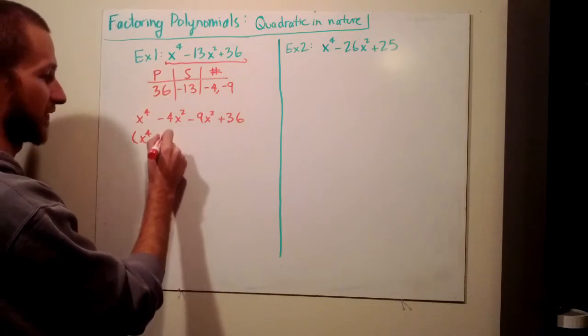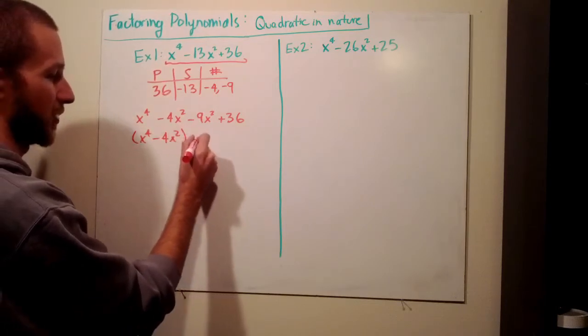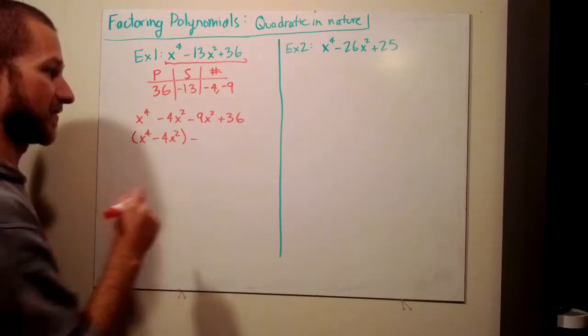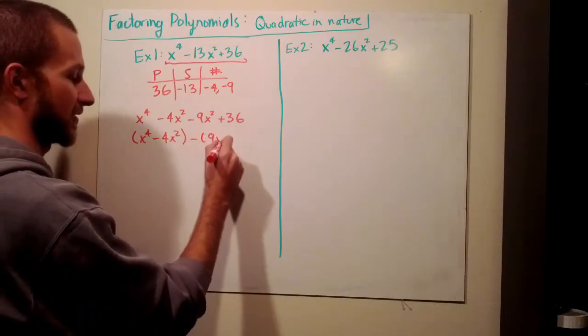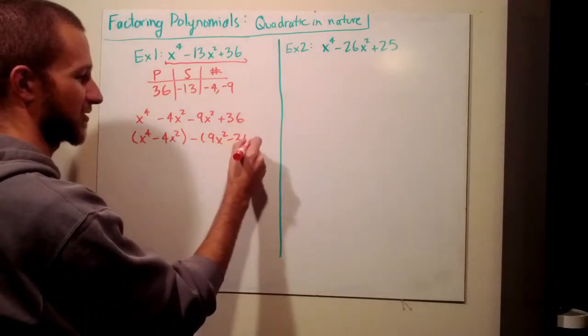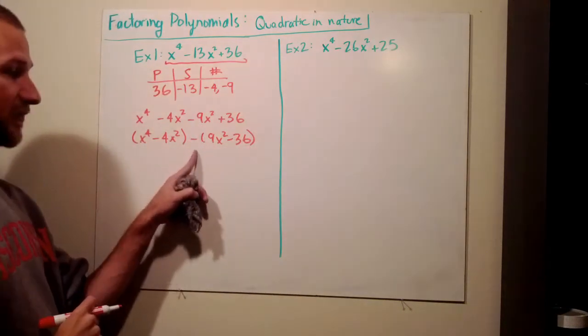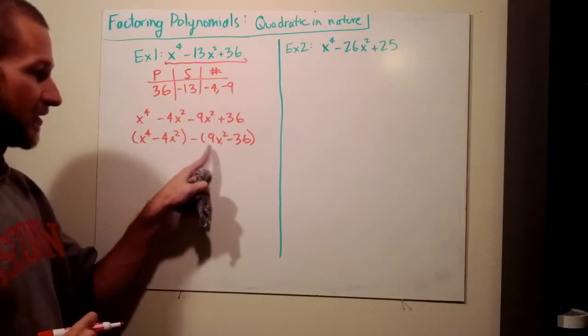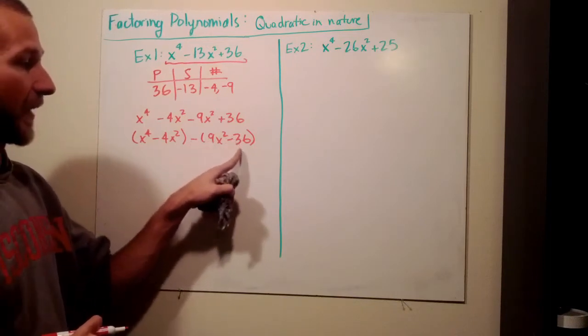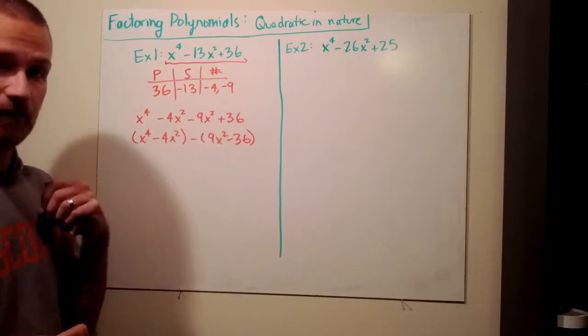From here, I'm going to group them together. x to the 4th minus 4x squared, minus, now be mindful of negatives here, 9x squared minus 36. The 9x squared becomes positive because I distribute the negative, but if I distribute the minus to the minus 36, it becomes positive.